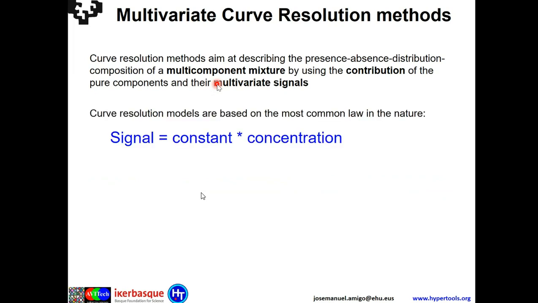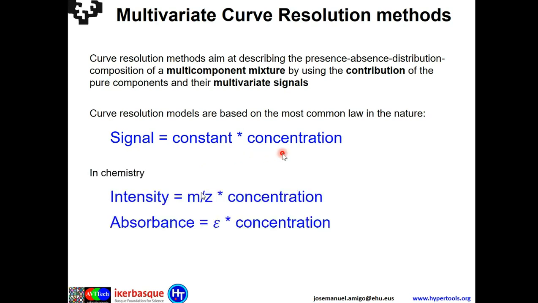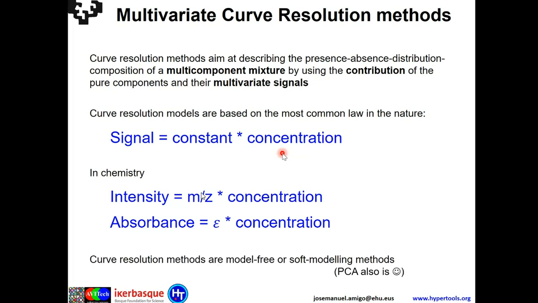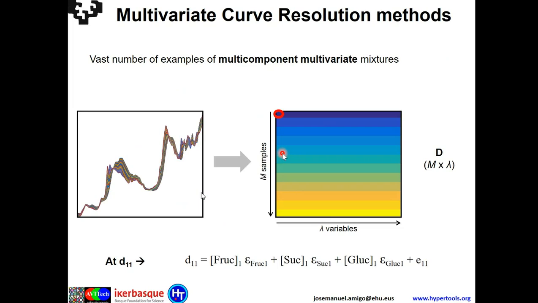Actually, we all know that this model is ruled by the fact that a signal normally is linear to a concentration. In chemistry we have this in many cases, actually most of the cases. This is what we like, or actually what I like: linear behaviors.